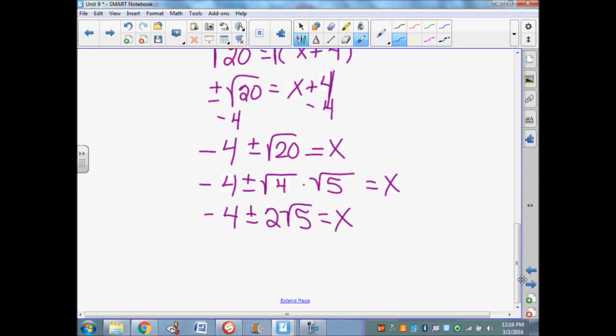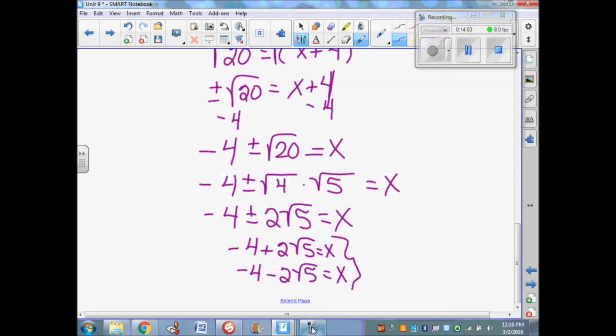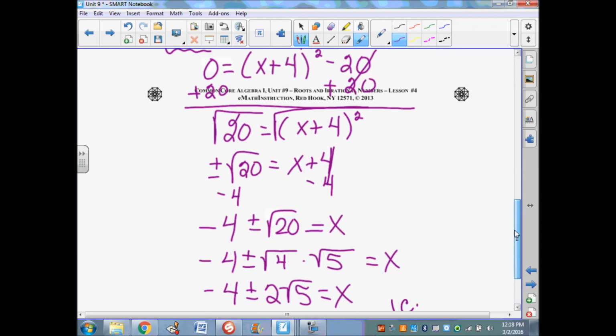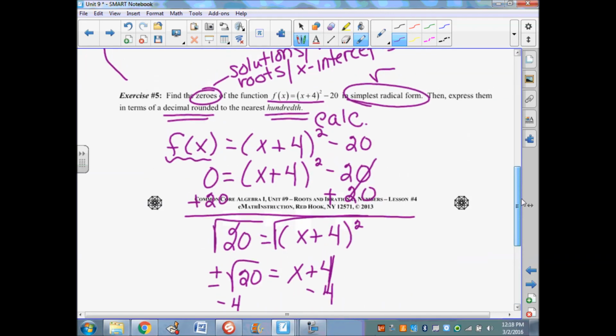So remember, I have 2 solutions here just written in sort of a simpler form. I have -4 plus 2 square roots of 5 is one answer, and -4 minus 2 square roots of 5 as my other answer. I'm going to allow you to go to your calculator. So what you're going to do to finish this up is go to your calculator. Do those 2 calculations. They want the decimal equivalents, and let's see, did they mention, to the nearest hundredth.